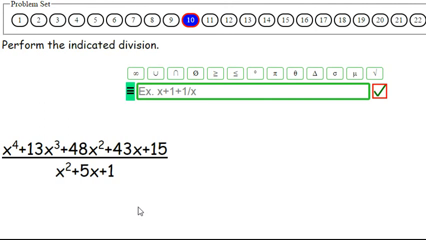Over x squared plus 5x plus 1. Okay. Alright, make sure I got everything written down here. X to the fourth plus 13x cubed plus 48x squared plus 43x plus 15. Alright, got it. So we're just going to go ahead and go right on into it here.